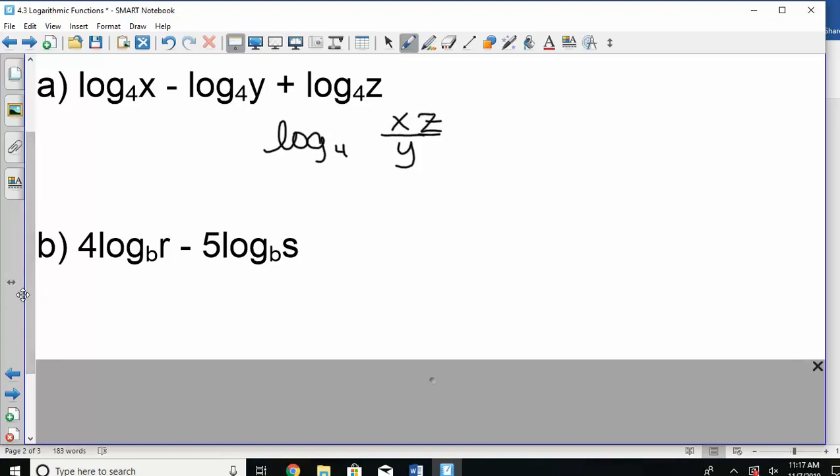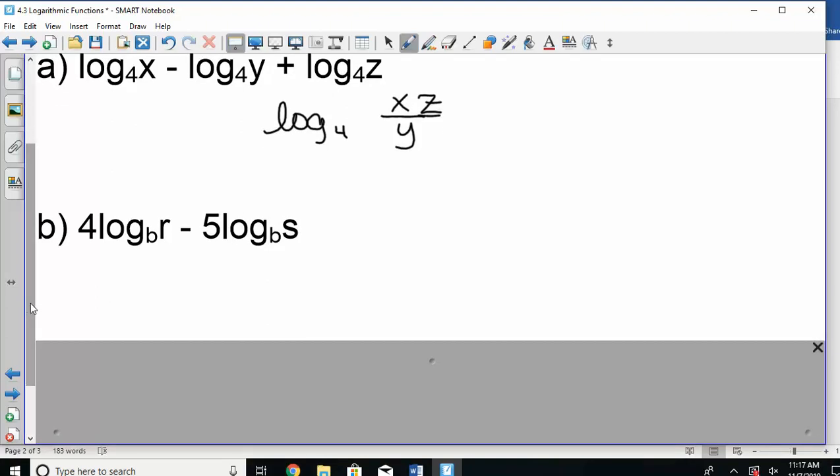If I look at this one. So I would have log base b. 4 would go up, so it's an r to the 4th. It was positive, so that's on the top. Minus, so that'll be on the bottom, the s to the 5th.